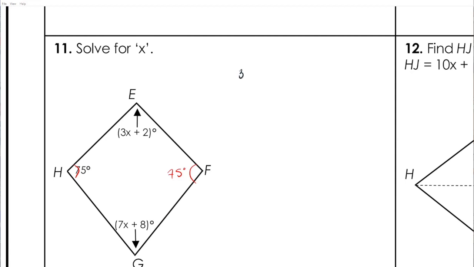So 3x plus 2 plus 75 plus 7x plus 8 plus 75. And then the inside of a quadrilateral always adds up to be 360. What, coach, what if I forgot that? Remember, you can always do S equals 180 times n minus 2. And we get 180 times 4 minus 2, which gives us 360.